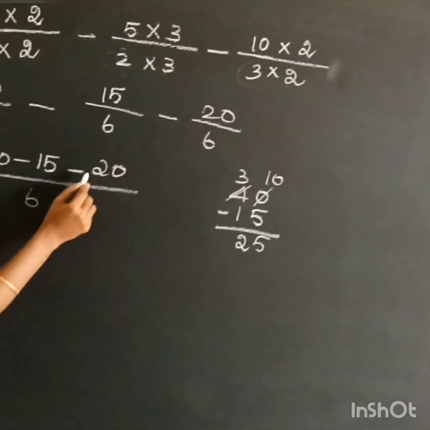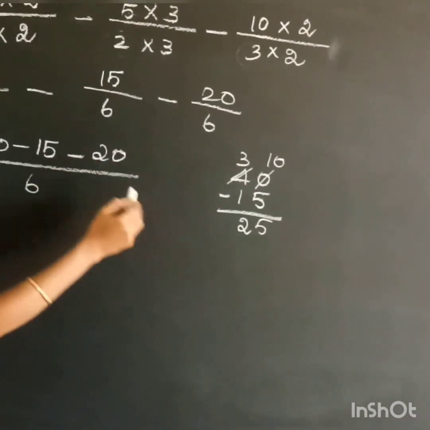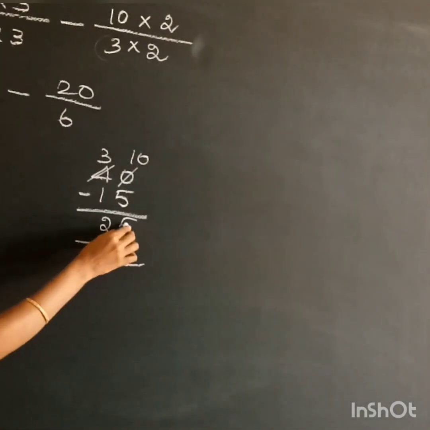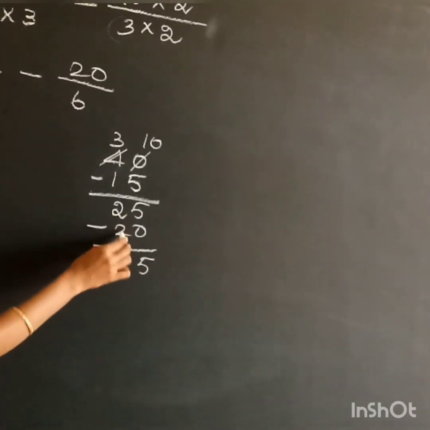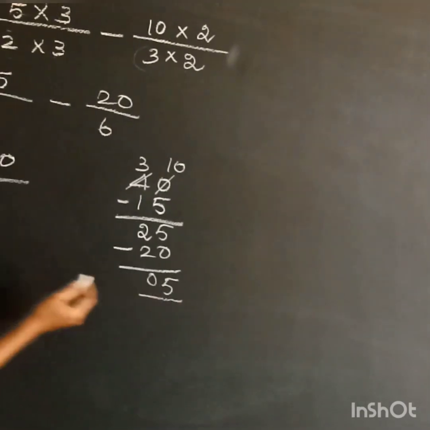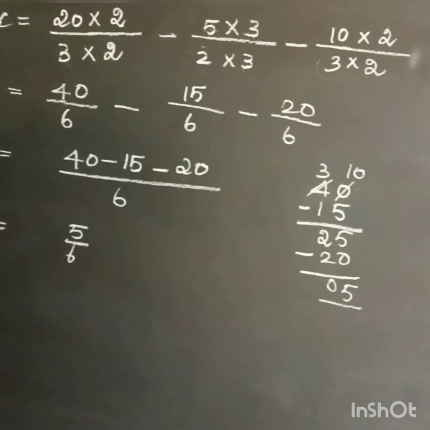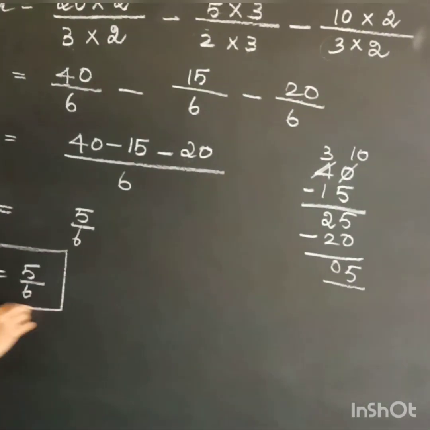And we have one more subtraction here, that is minus 20. Now we have to subtract 20 and get the answer: 5 minus 0, 5. 2 minus 2, 0. So what is your answer? It is equal to 5 divided by 6. That is x equal to 5 divided by 6. This is the answer of the third sum.